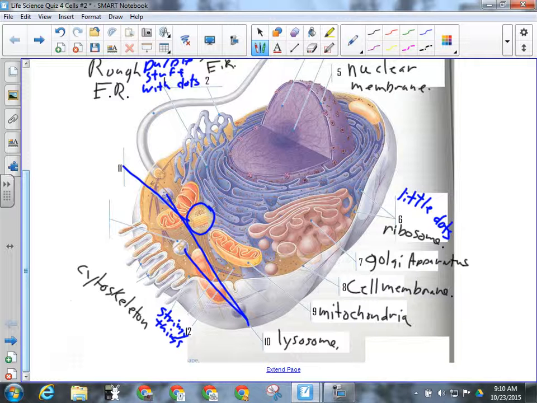And then number 11 is the centrioles. Centrioles help with cell division. That's their job. So if they have something about cell division on there for centrioles, that will be fine.